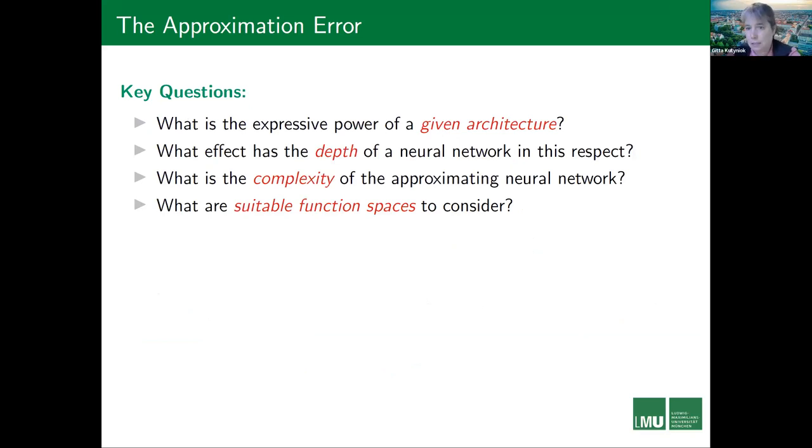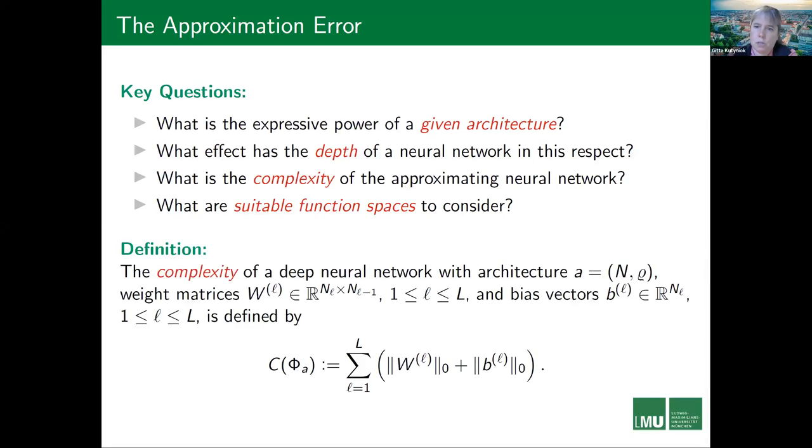Then, what about the complexity of the approximating neural network? That's a very vague question right now, because we didn't define what complexity is, but we will in a moment. Certainly you would like to approximate with networks of low complexity, in particular also concerning storage. And also, what are suitable function spaces to consider? If we approximate something, certainly we need good model classes.